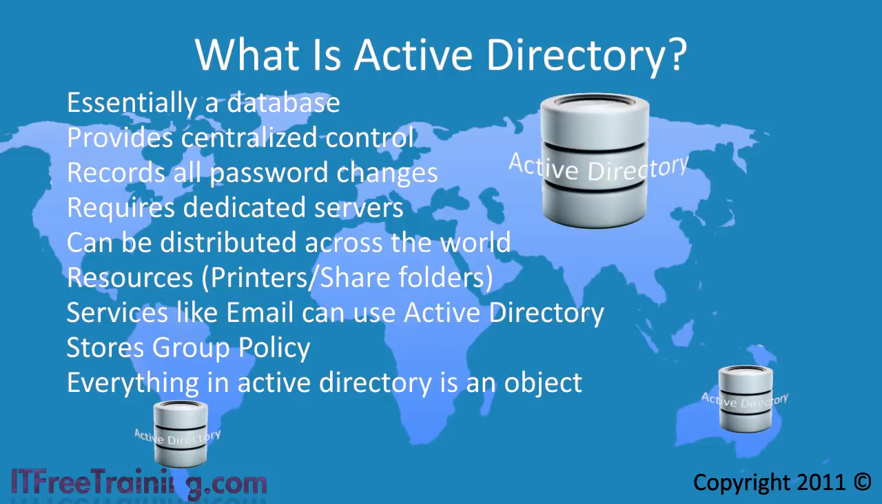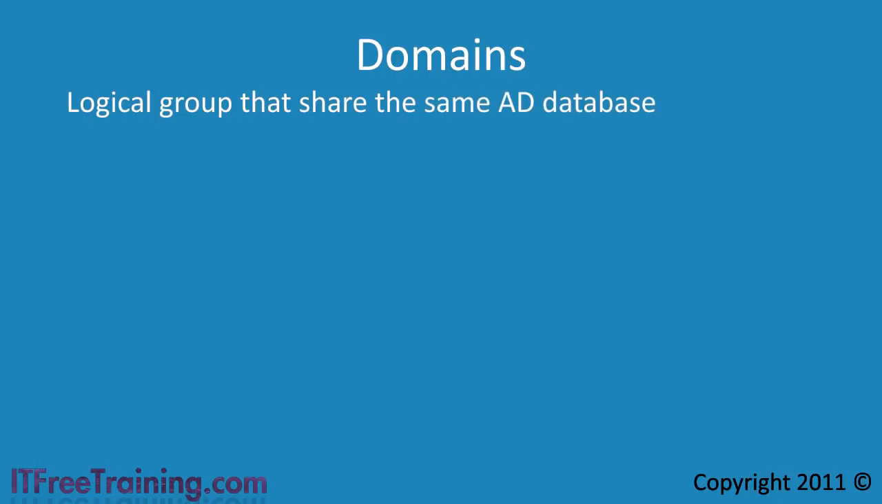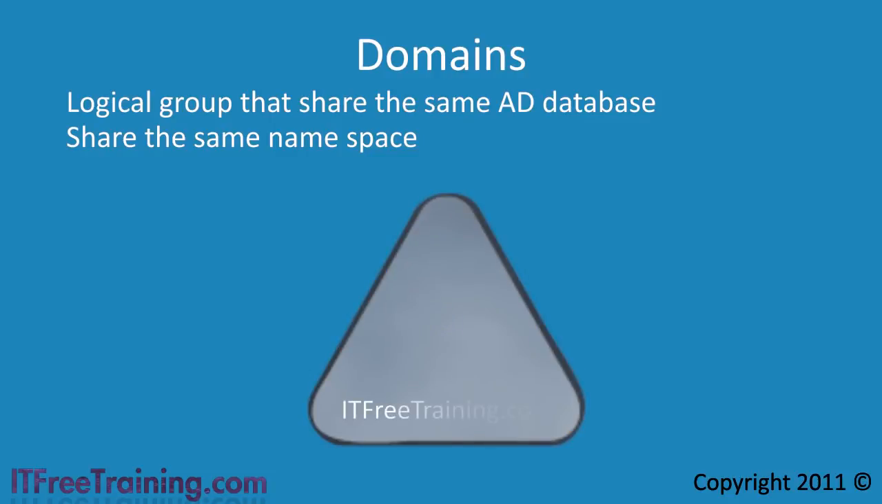In order for users and computers to be put in a logical management structure, Microsoft allows you to create a domain. A domain is a logical group of computers that share the same Active Directory database. All computers in a domain also share the same namespace. For example, if you had itfreetraining.com as your domain space, then any computer in that domain will share that namespace, like pc1.itfreetraining.com.